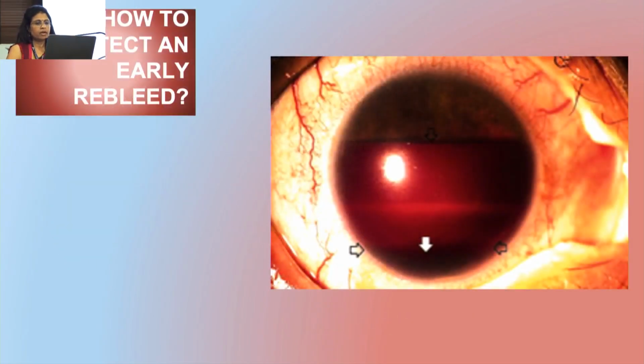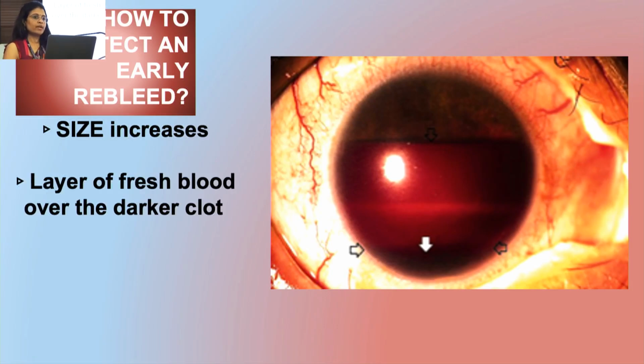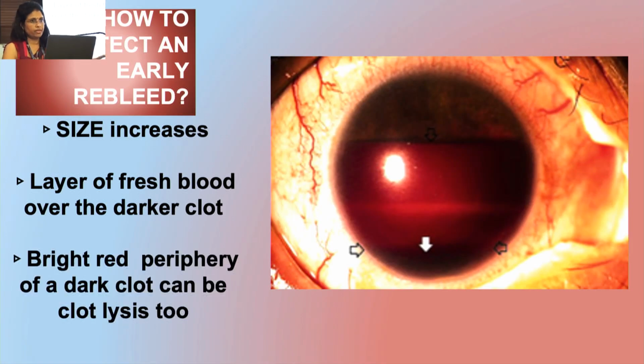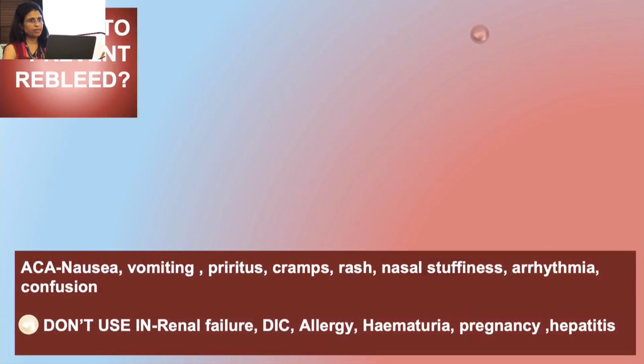Now, how do you know that this patient is going in for a rebleed? If your hyphema is becoming layered, that is the size is increasing, or a layer of fresh blood clot is happening over the darker clot or in the periphery, then you should suspect that either there is a rebleed coming or a clot lysis is beginning.